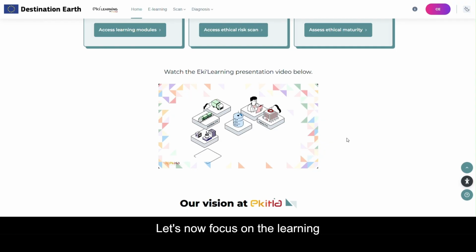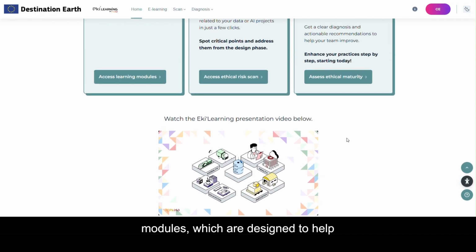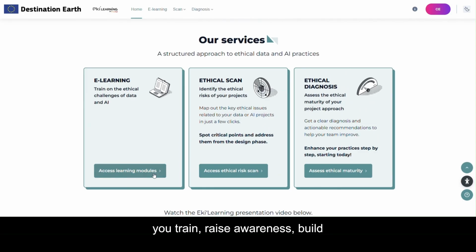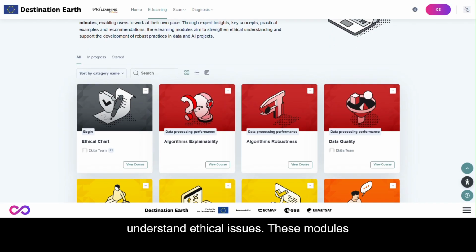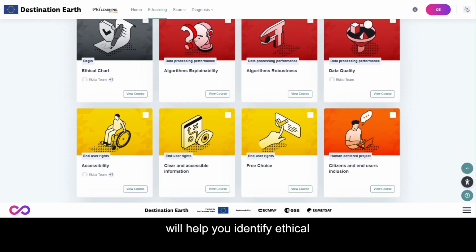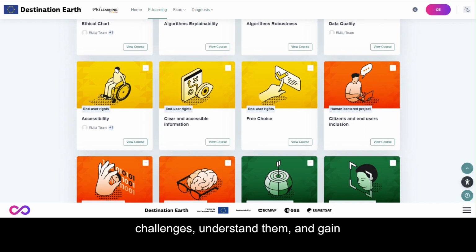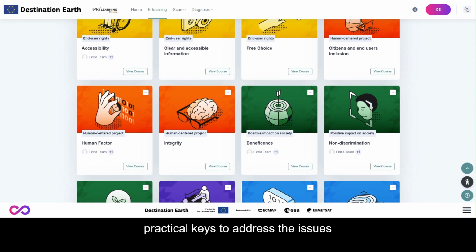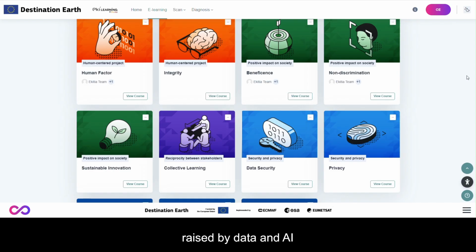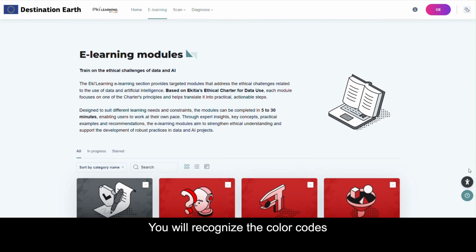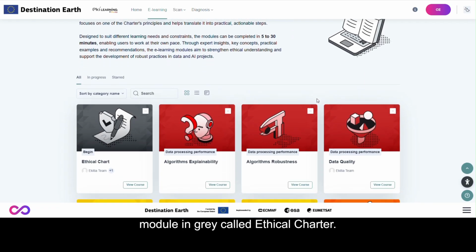Let's now focus on the learning modules, which are designed to help you train, raise awareness, build maturity and skills, and better understand ethical issues. These modules will help you identify ethical challenges, understand them, and gain practical keys to address the issues raised by data and AI-related projects. You will recognize the color codes corresponding to the 6 major ethical families, along with the introductory module in gray called Ethical Charter.